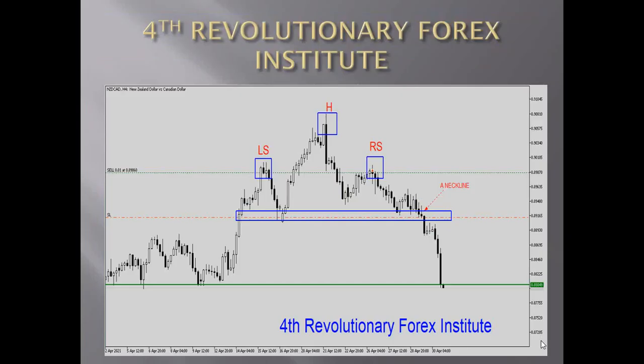The head and shoulders patterns in general are quite similar to double patterns. However, the main difference between the two is that head and shoulders patterns are made of three legs, whereas the double patterns are made of two legs. So the head and shoulders pattern is made of three legs.